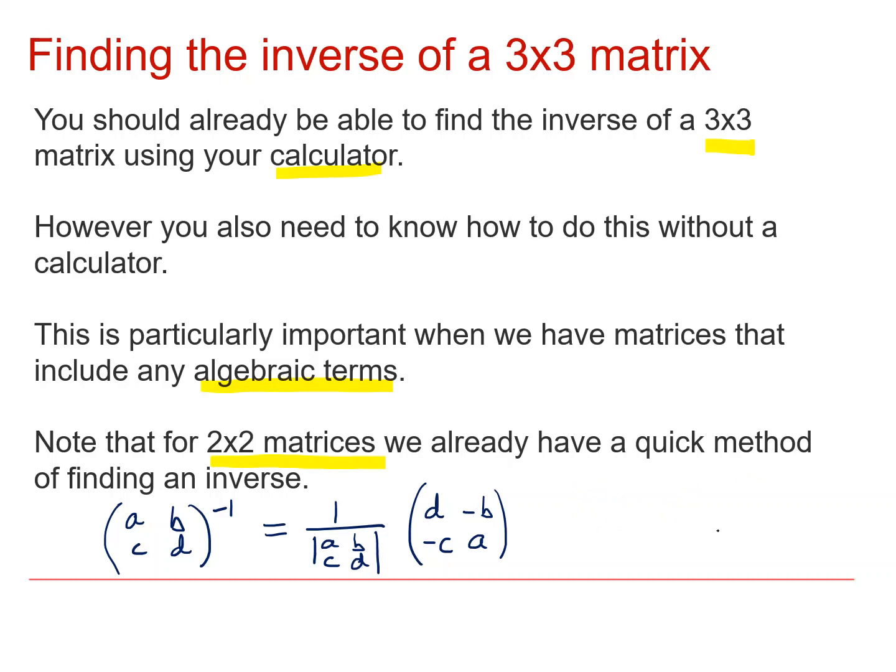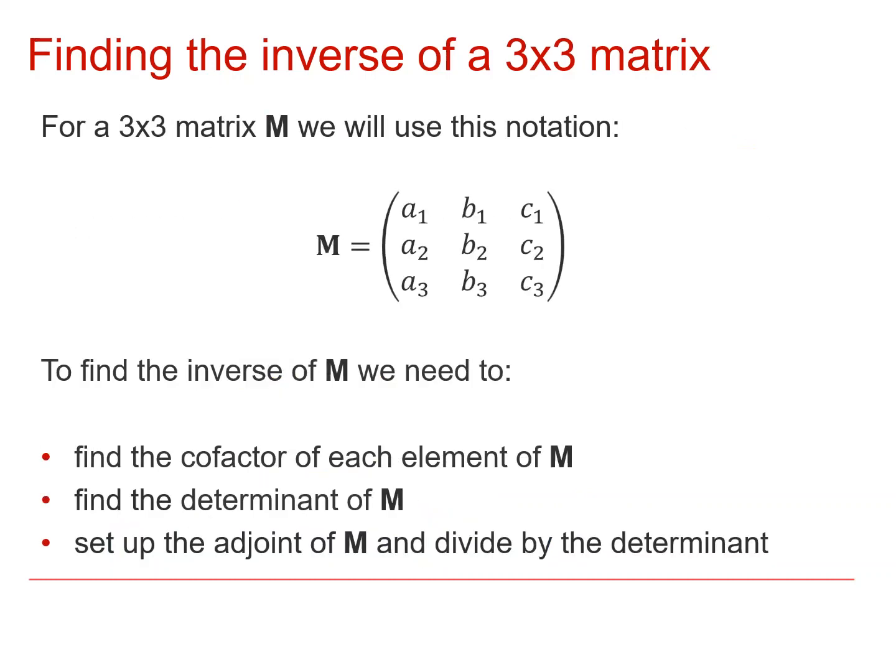Before we get started, let's just make sure that we know about some notation. We're going to be talking about a 3x3 matrix M, and if this is M, I'm going to use A, B, and C to represent the columns, and 1, 2, and 3 to represent the rows, and I'm going to use a small letter and number to represent an individual element. So this is a lowercase a1 to represent this upper left-hand element.